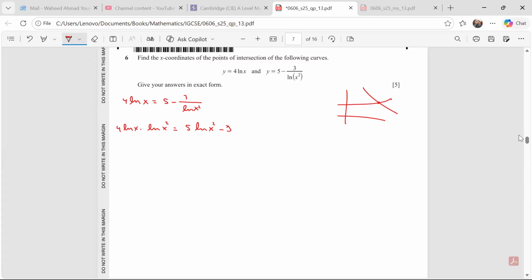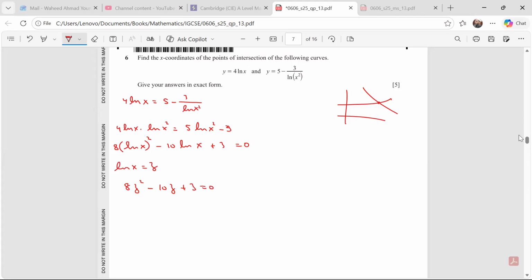I will get 4 log x into log x squared equals 5 into log x squared minus 3. I can write 2 in the beginning, so 2 times 4 is 8, and this is log x squared. If I bring this to the left side, it becomes negative, and 2 fives are 10 log x again, plus 3 equal to 0. So let's replace log x by z. I will have 8z squared minus 10z plus 3 equal to 0.